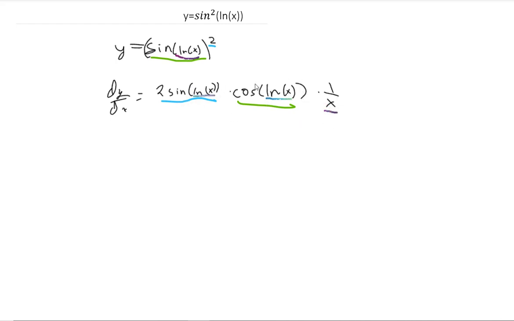And so we have 3 things multiplied to each other, and then we can simplify it out. There's actually nothing to simplify. All we can do is write it nicer. So dy/dx is equal to 2 sine of natural log of x times cosine of ln of x, and that's all over x. That's your final answer for this problem.